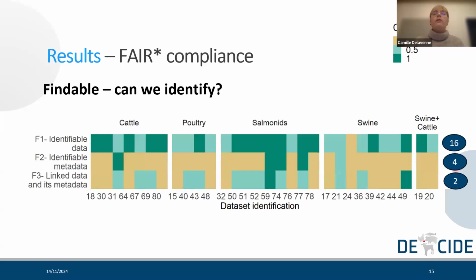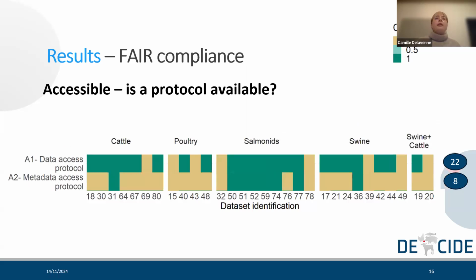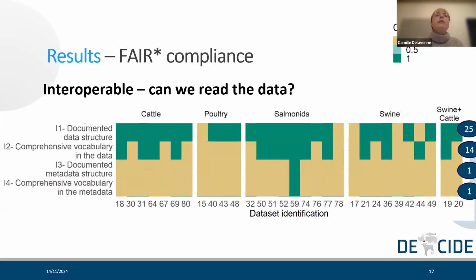Answering for the first FAIR guiding principle, can we identify the data sets? We had identified data sets for 16 of them. However, identified metadata was only available for 4 of them, and the link between the data and its metadata was fully described in only 2 of the data sets. Concerning whether the data sets were accessible, so if there was a protocol describing how to gain access to them, this protocol was accessible for 22 of the data sets. However, a metadata access protocol was available in only 8.